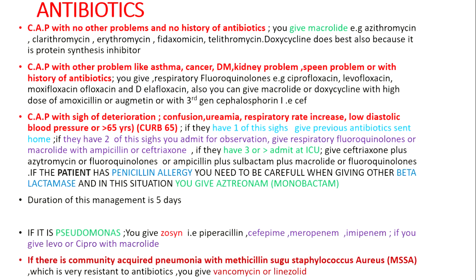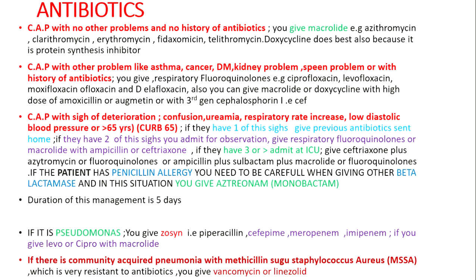So those are the different managements of a patient who has community acquired pneumonia with asthma, or cancer, or diabetes mellitus, or a spleen problem, or a history of antibiotics. So you must remember that if there are fluoroquinolones, you give fluoroquinolones. If there are no fluoroquinolones at the setup, you can give a macrolide. If there is no macrolide, give high dose of amoxicillin, or high dose of augmentin, or a third generation cephalosporin, or if macrolide is missing, you can give doxycycline with high dose of amoxicillin or augmentin, or a third generation cephalosporin, and mostly probably it is ceftriaxone.